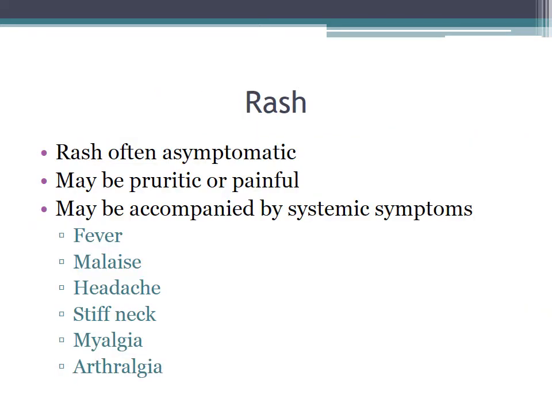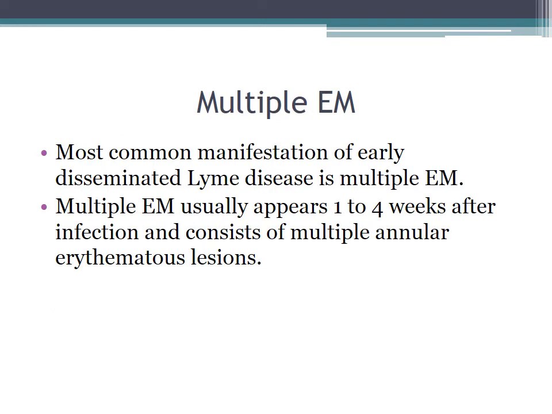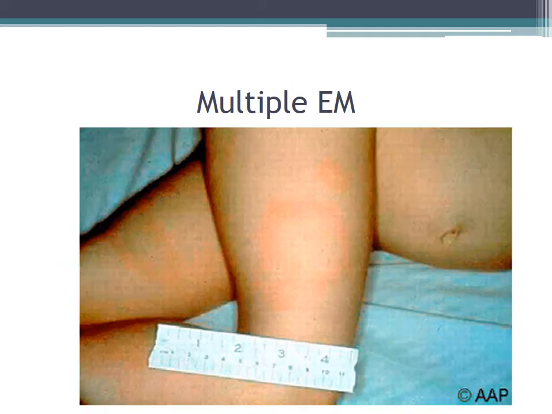Some important points to know about the rash is that it's often asymptomatic. It can be pruritic or painful, and it can be associated with systemic symptoms like fatigue, malaise, headache, stiff neck, myalgia, or arthralgia. Multiple erythema migrans is the most common manifestation of early disseminated Lyme disease. It usually appears 1 to 4 weeks after infection and consists of multiple annular erythematous lesions. Here's another image of multiple erythema migrans.